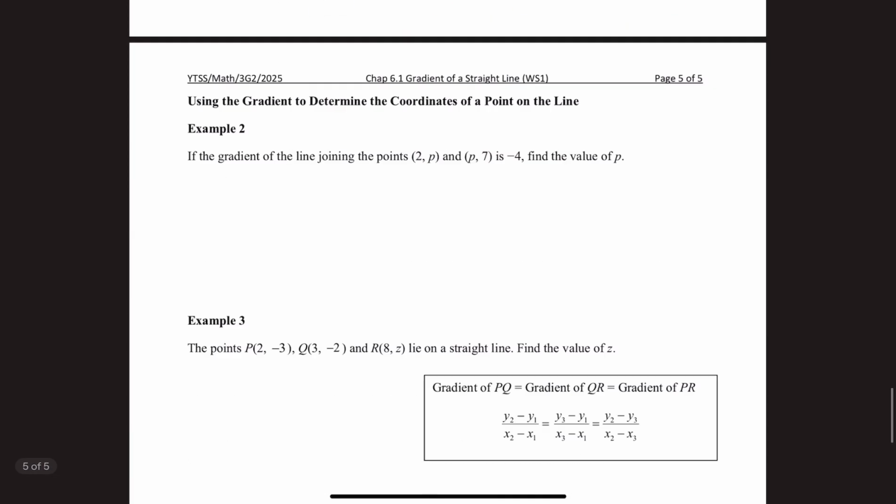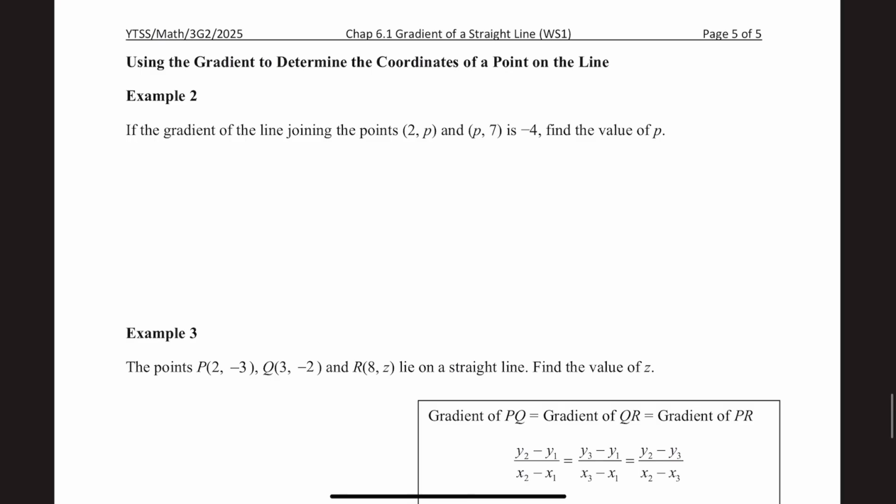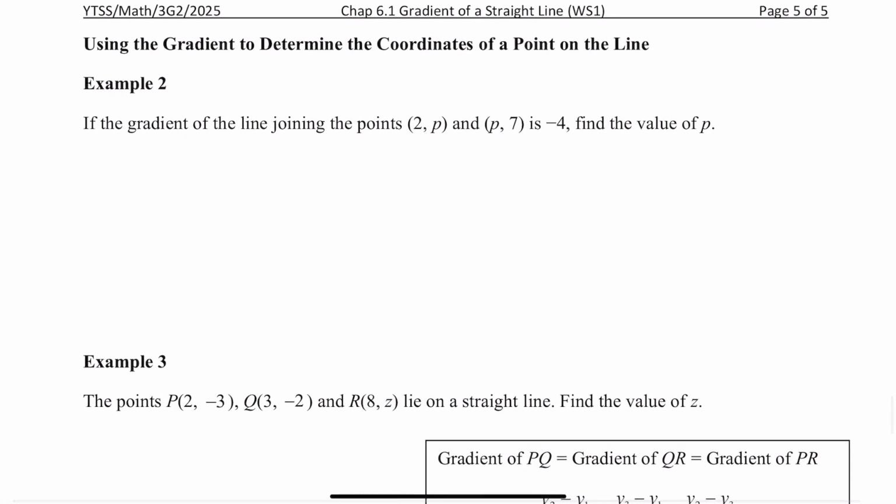Okay, now let's move on to example 1. Very simple. Use gradient to determine the coordinates of a point on the line. The question here says, if the gradient joining these 2 points is -4, find the value of p. We write down the formula for gradient first. We know that gradient is equal to y2 minus y1 over x2 minus x1.